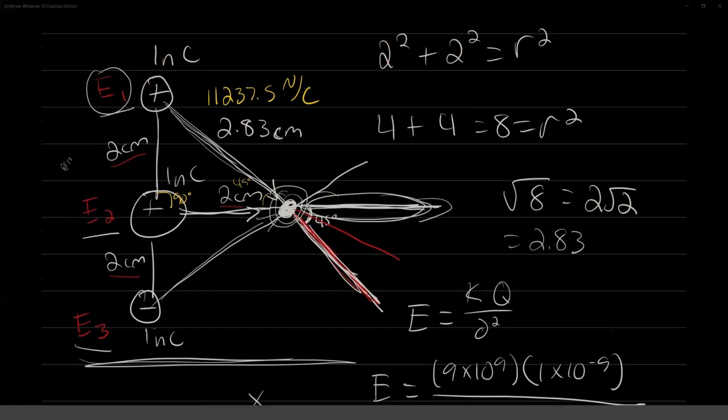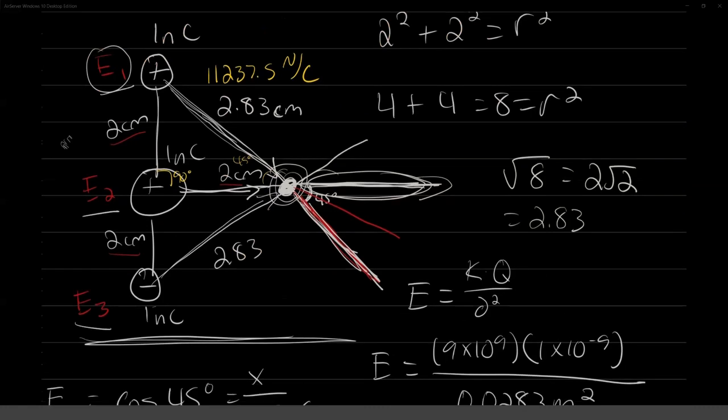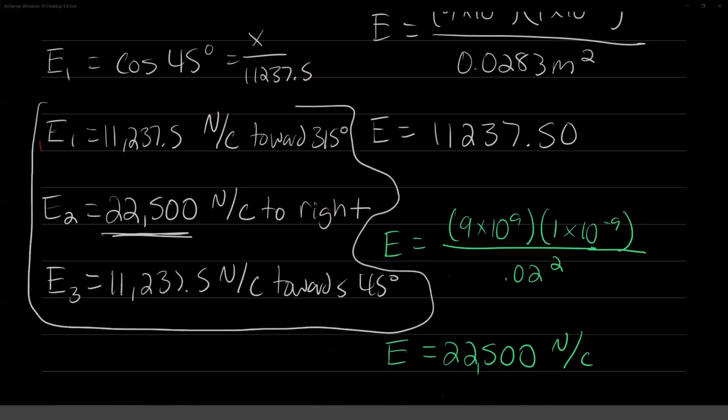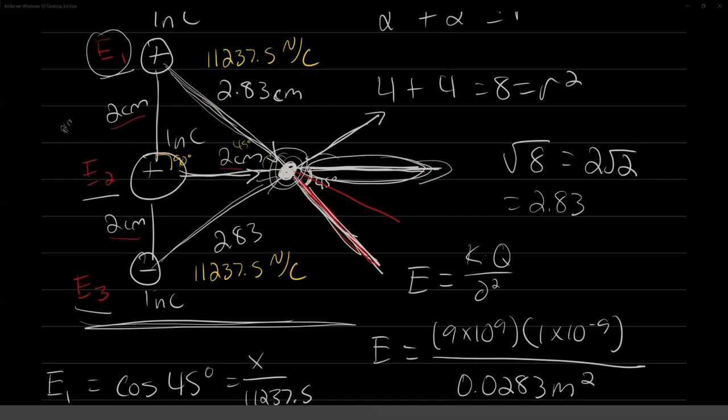But we know that this one's going to be also 2.83, right? So that means it's also going to have that same amount of force. So I can even just take this and plop it right here. And it's going to have that same force, except now it's pushing out at 45 degrees. So we'll say 1,237.5 newtons per coulomb towards 45 degrees. So that'd be my answer. That'd be the best I could do for that one, if that's hopefully all she would want, right?